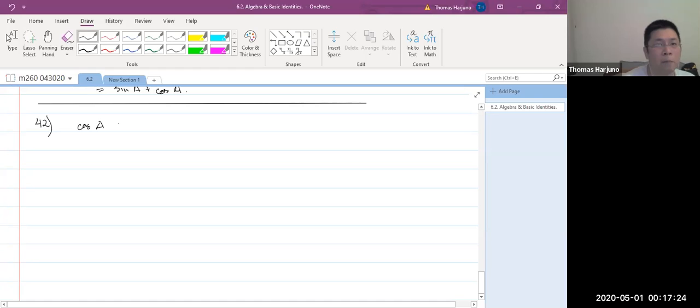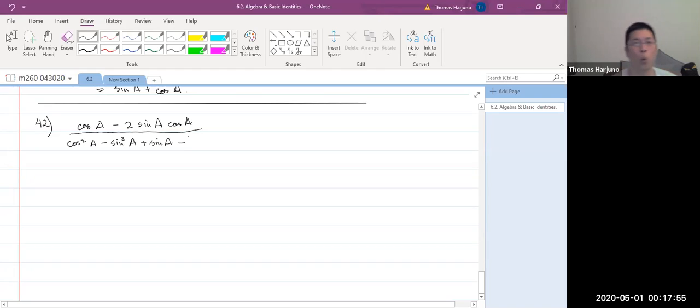Cosine A minus 2 sine A cosine A over cosine square A minus sine square A plus sine A minus 1. Ooh, ugly. Okay, let's see. What can we do on the top first?